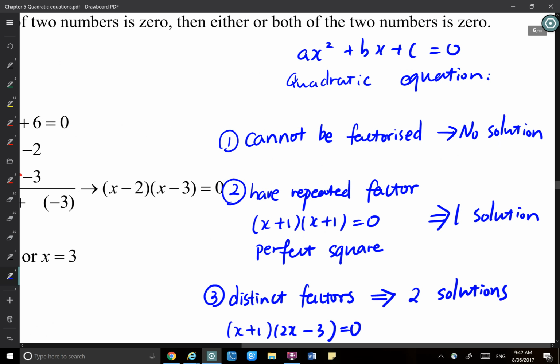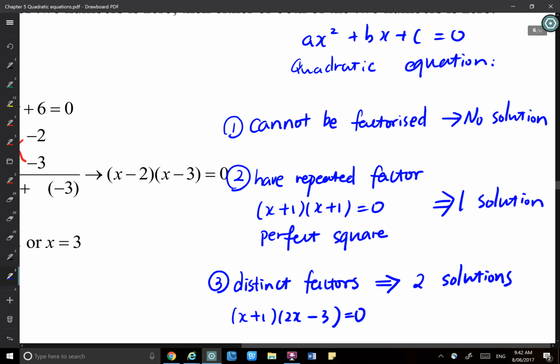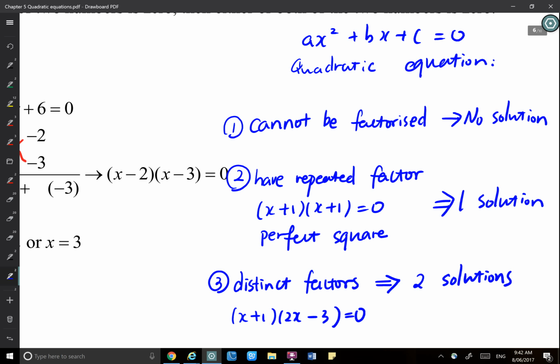So solving this is not like solving linear equations. In linear equations, there's always one solution. In quadratic equations, there will be more than one solution, or sometimes there's no solution. Okay, 0 solutions, 1 solution, or 2 solutions. It depends on what you can do to factorize. If you can factorize into 2 distinct factors, 2 solutions. If you can't factorize at all, no solution. If you can factorize but only have repeated factors, 1 solution only.